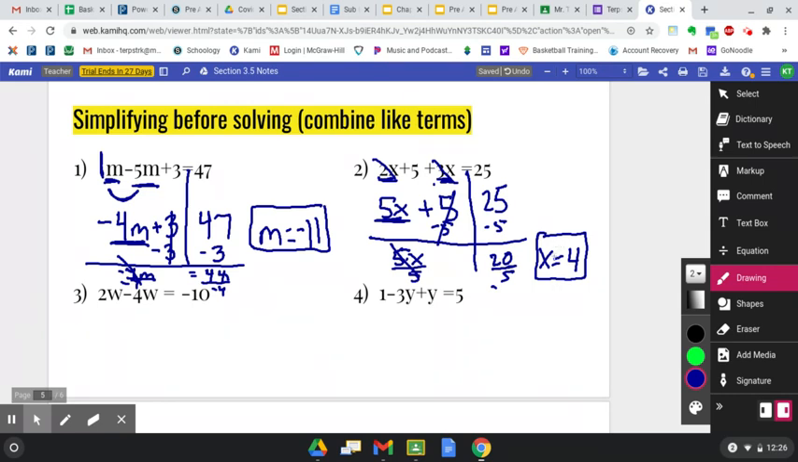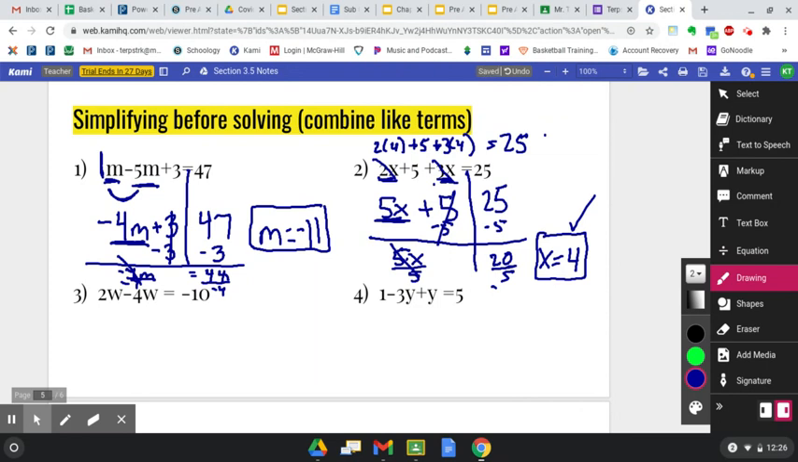Right? Again, you can go back and plug these in and check your answer. So here I'd have 2 times 4 plus 5 plus 3 times 4. I'm asking, does that equal 25? So 2 times 4 is 8. 3 times 4 is 12. So you got 8 and 5 is 13. Plus 12 is 25. That checks out.